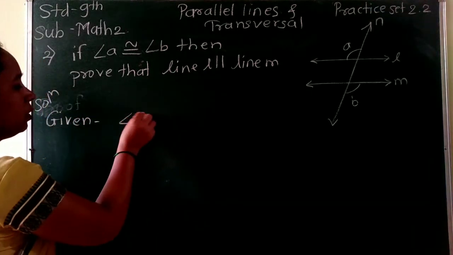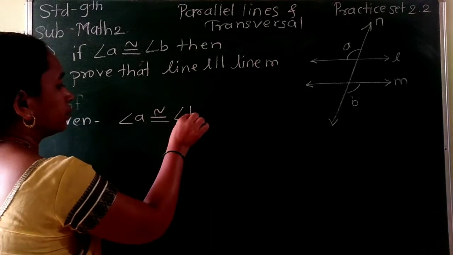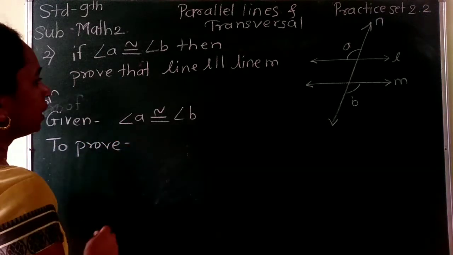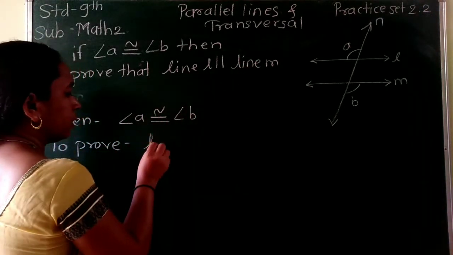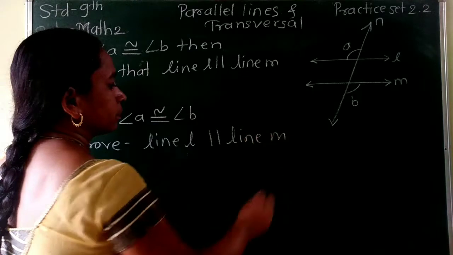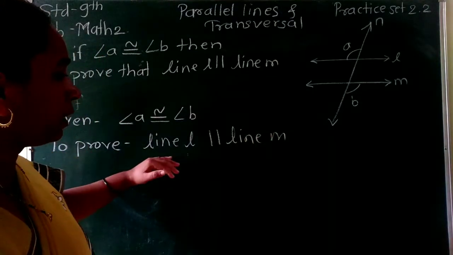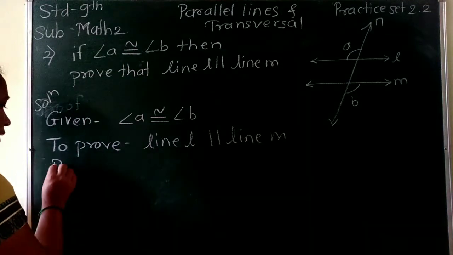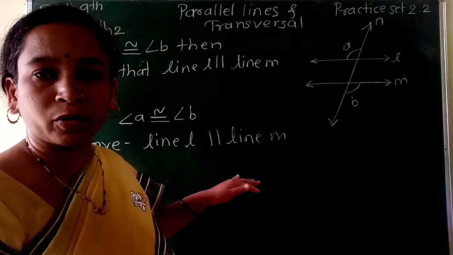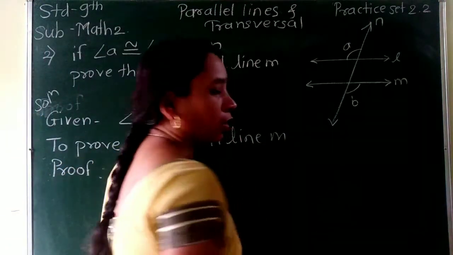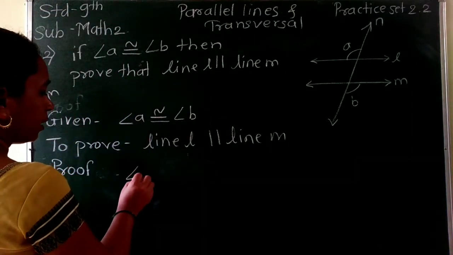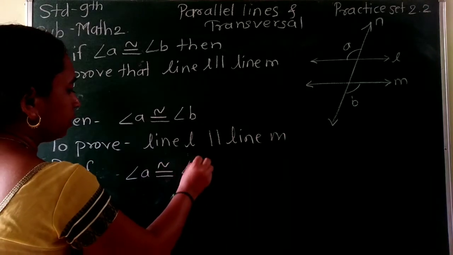What is given? Angle A is congruent with angle B. What we have to prove? Line L is parallel with line M. This we have to prove. So now I'll start the proof. The figure is given. See this figure; once again you have to draw it in the solution. To prove it, I'll start from the given: angle A is congruent with angle B.